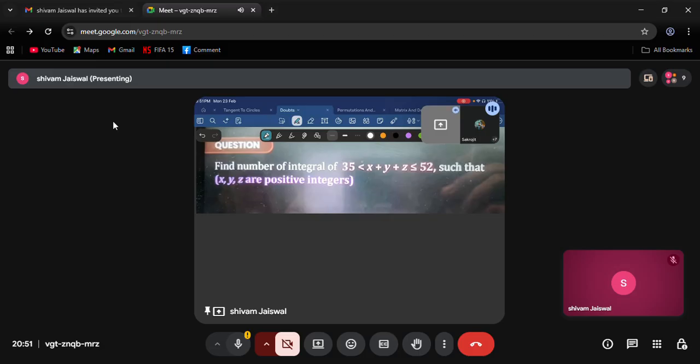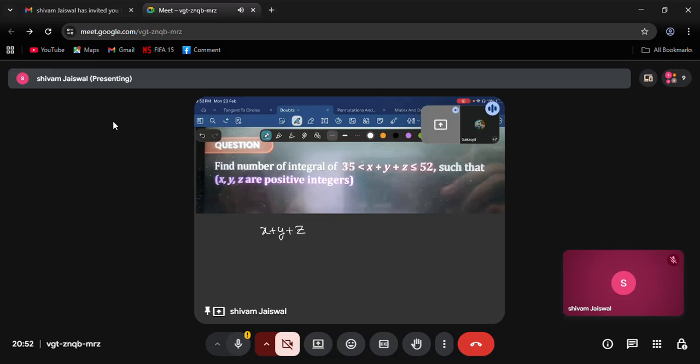Okay, I thought they were digits, so I was about to use generating functions. My method is using cases: if x, y, z are positive integers, then the sum can be 36, then 37, then 38, like this. I think using binomial coefficients can help. If you give me 1 day's time, I can try. It can be done using binomial coefficients, but it will be lengthy. I want a shorter method.